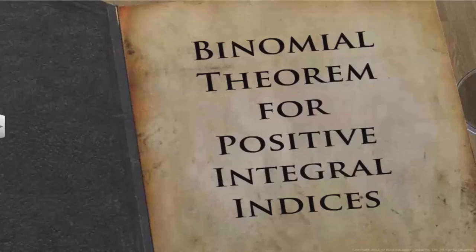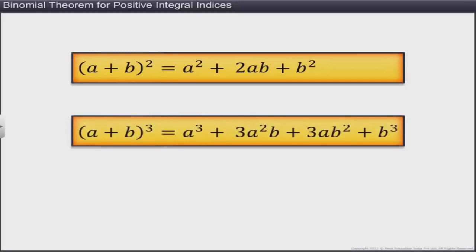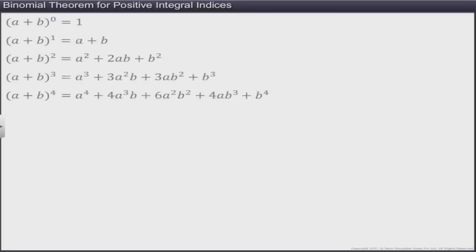In this module, you will learn about the binomial theorem for positive integral indices. In the earlier classes, you learned many identities such as (a + b) whole square and (a + b) whole cube. Now, consider the identities shown here.